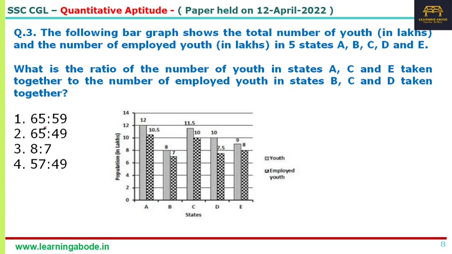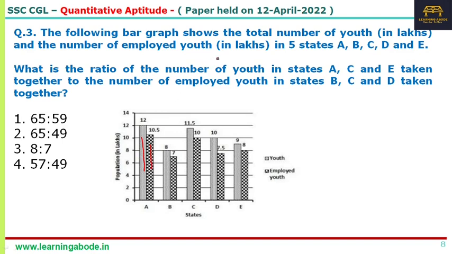In this particular paper there are 4 questions in data interpretation. I have taken 2 questions for this video, and in my Tamil video I had solved the other 2. Here it's a very simple data interpretation question. You have 5 states, A, B, C, D, E, and you have 2 bars. The first one represents the youth, and the second one represents the employed youth.